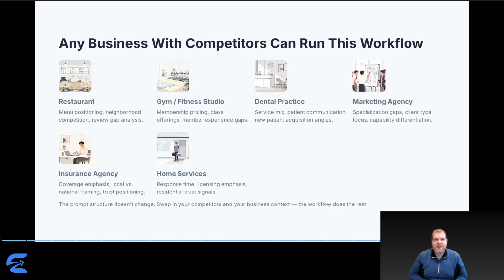The landscaping scenario made this concrete, but every output section you just saw, competitor positioning, gap analysis, differentiation opportunities, messaging angles, applies identically to a restaurant analyzing neighborhood competition, a gym evaluating membership pricing gaps, a dental practice looking at patient communication patterns, a marketing agency identifying where its capability set is genuinely different from the three firms it keeps losing pitches to. The prompt structure doesn't change. You swap in your competitors and your business context. The workflow handles the rest.